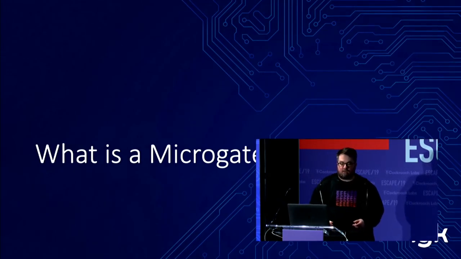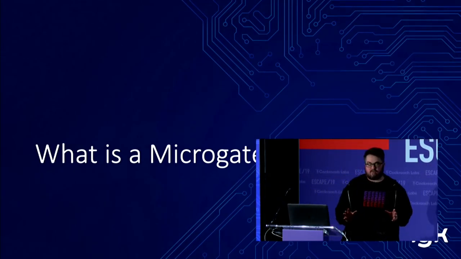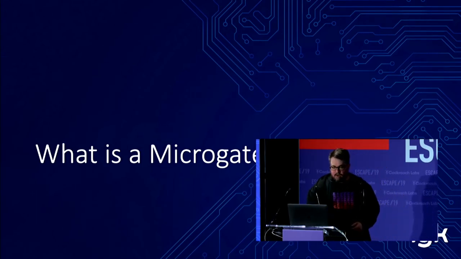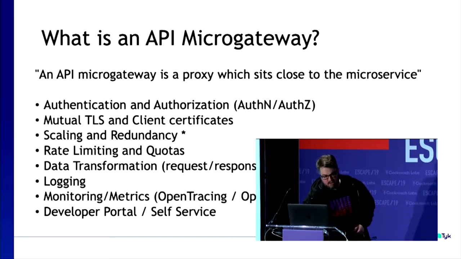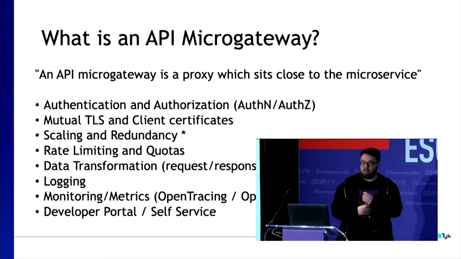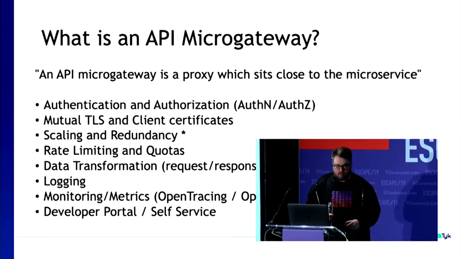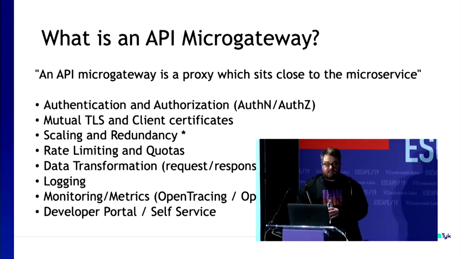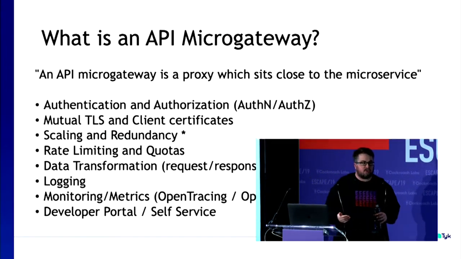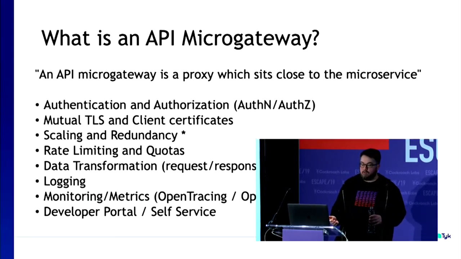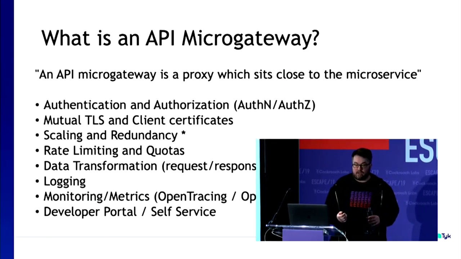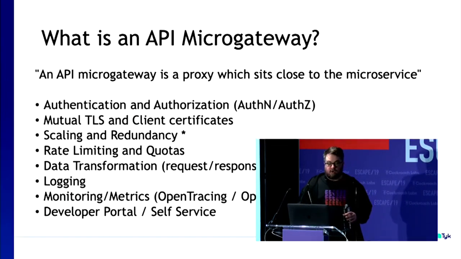So now we get into some of the terms that you'll find with gateways. So what's a micro gateway? One thing that I read a couple weeks ago, someone defined a micro gateway as a proxy which sits close to the microservice. And when you're talking about that proxy, you want to basically have a lot of those same features that your standard API gateway would provide. As you can see, the list here is pretty much the same across the board with a couple asterisks.